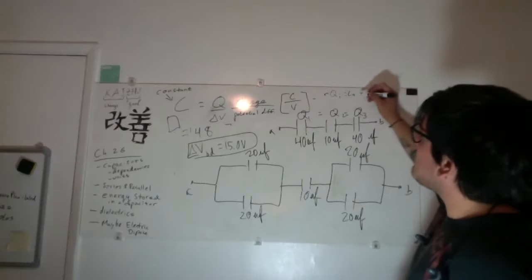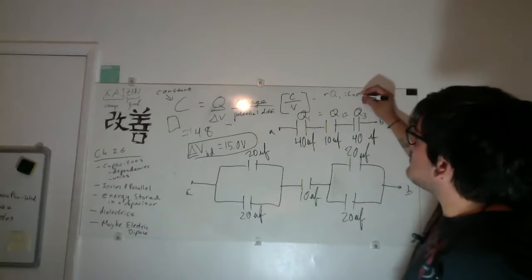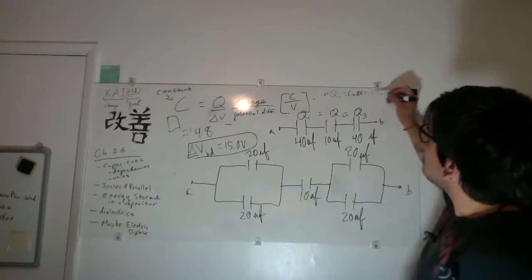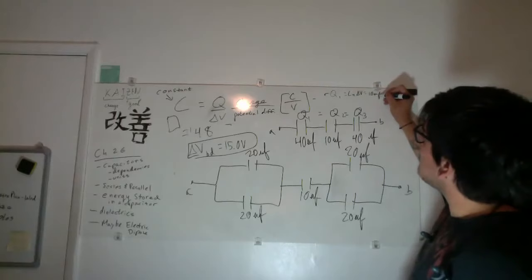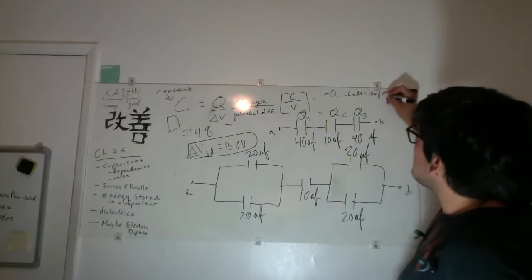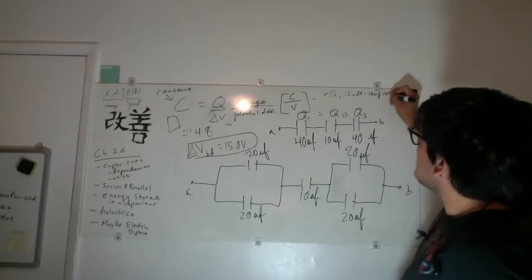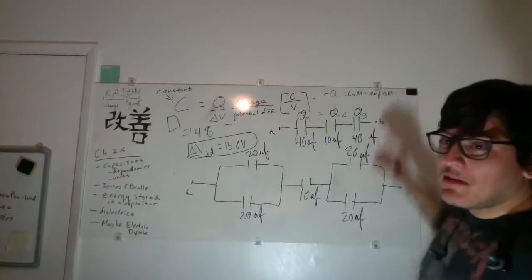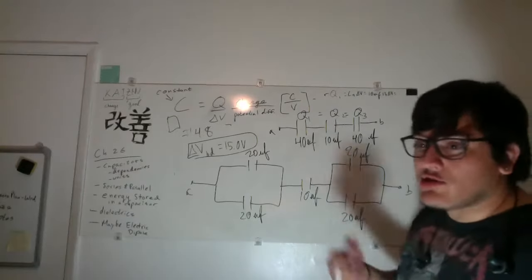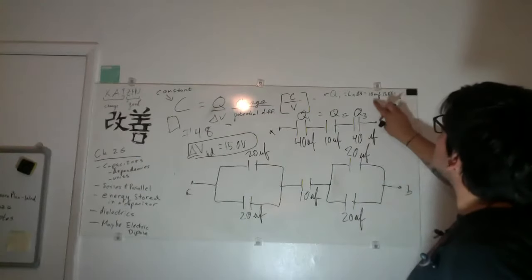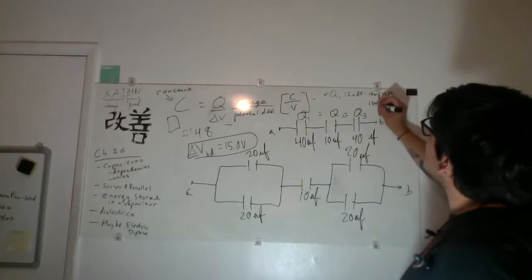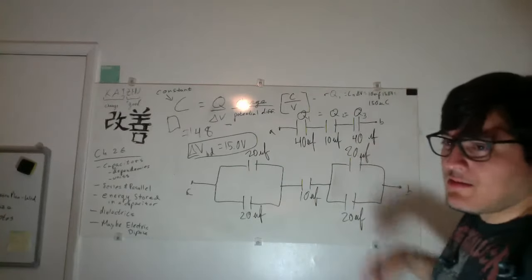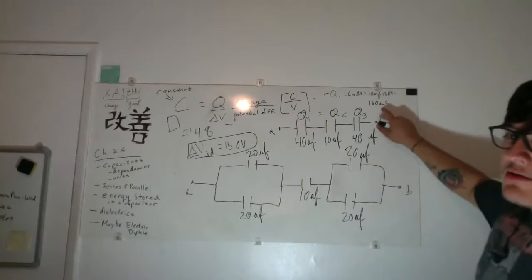So Q1 is C2, which is 10 microfarad, times delta V, which is this. So it's 10 microfarad times 15 volts. So this has to be the max charge, right? So 10 times 15 should be 150 microcoulomb. Check me, make sure I'm right. 150 microcoulomb.